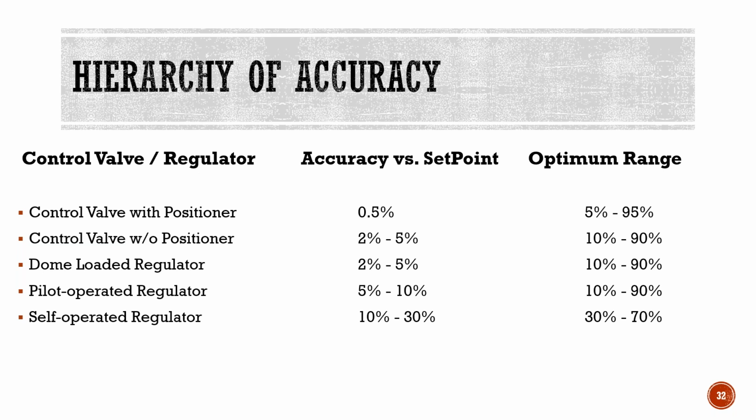Dome loaded, very similar to a control valve without a positioner, 2% to 5% accurate to the set point, operate 10 to 90% open. Pilot operated 5 to 10%, 10 to 90% open. And then least accurate would be a self-operated regulator, operate within 30% to 70%.